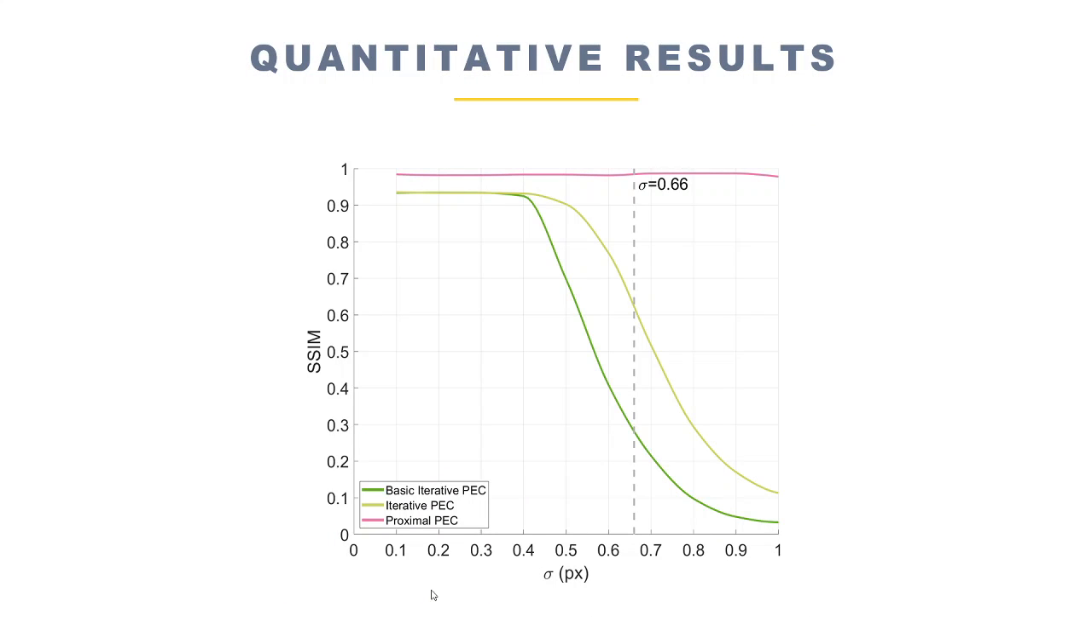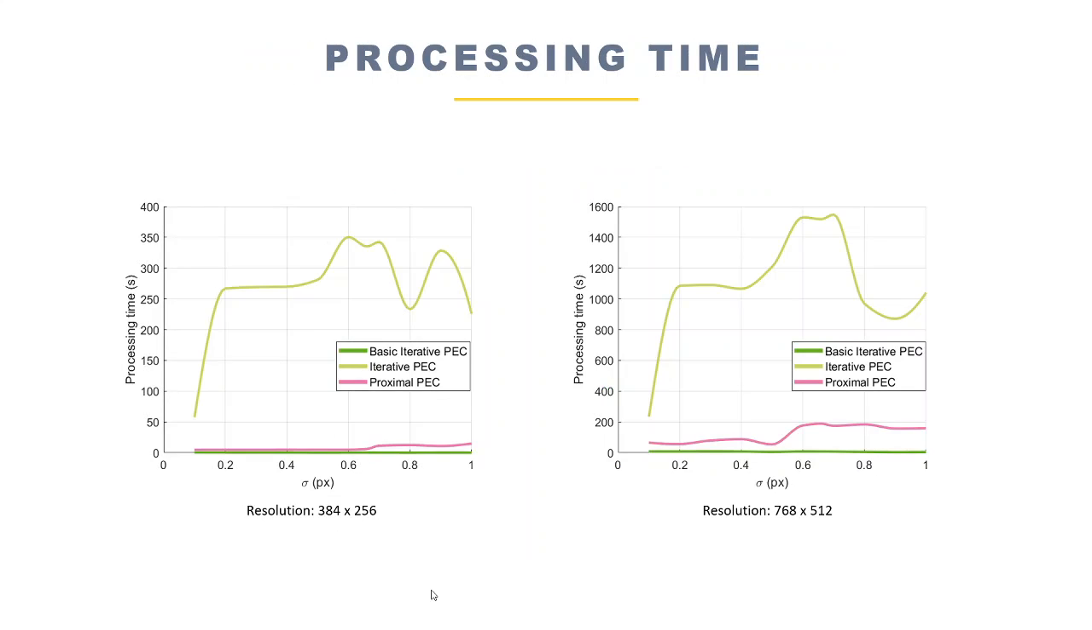We also show the average image quality measured with SSIM degrades with the increasing amounts of proximity effect for the basic IPEC and the IPEC methods. The PPEC method retains the best image quality at all proximity effect levels tested. The PPEC method is also much faster than the IPEC method. The processing time generally increases with the proximity effect level.